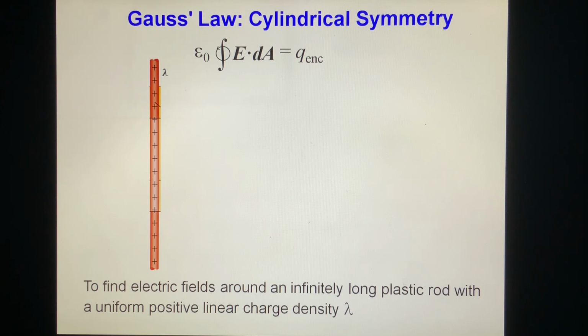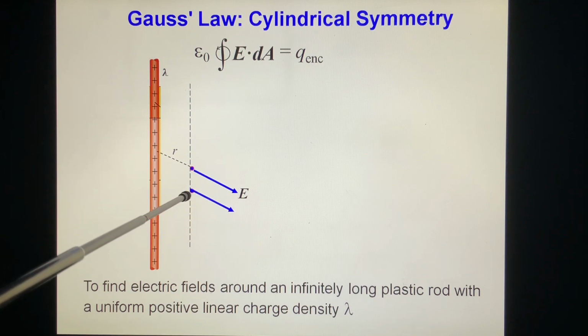Now, we try to make a Gaussian surface. In this case, we have cylindrical symmetry. For example, we want to find the E around it, at a distance R from this rod. We can imagine this E should be along the radius R by symmetry, right? Any point on this dotted line will have the same E as this point by symmetry.